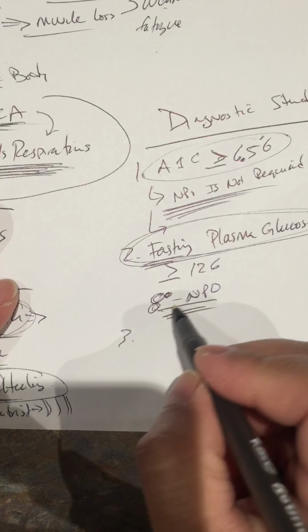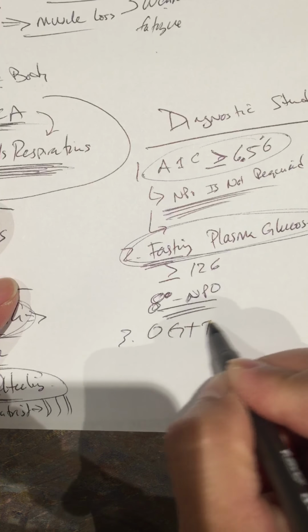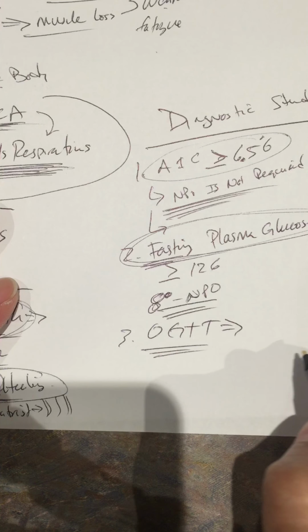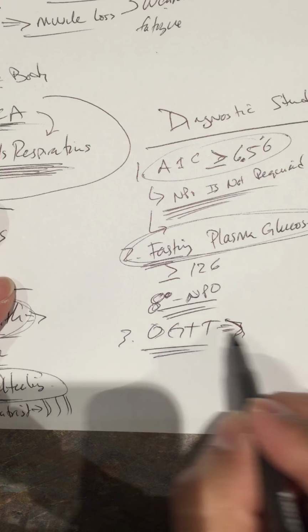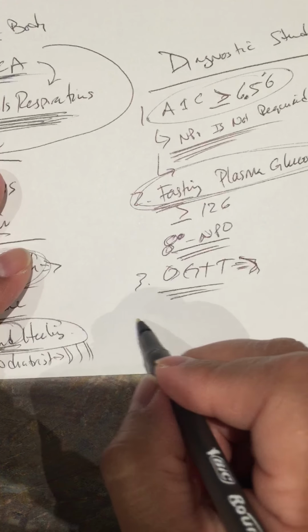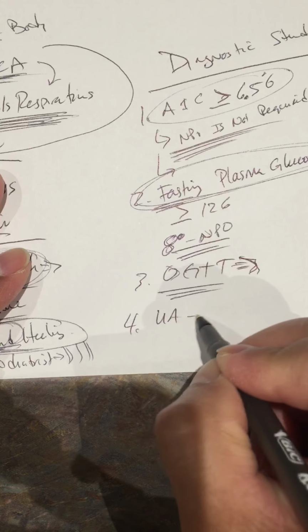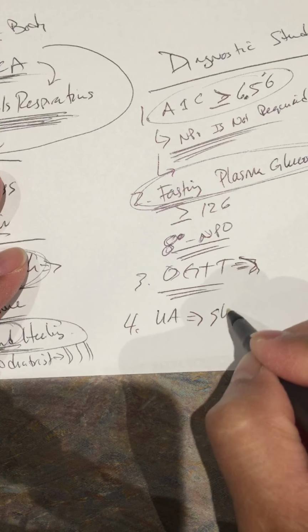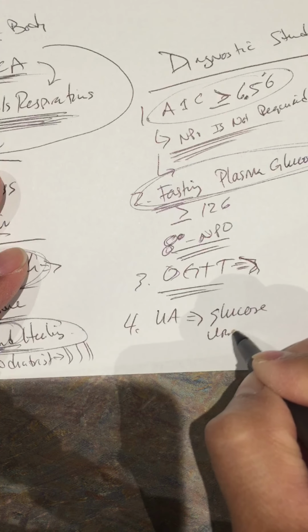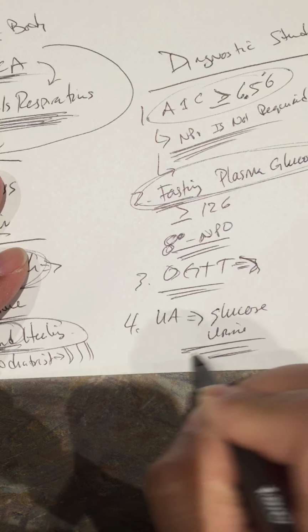The other study is the oral glucose tolerance test, and we will focus on this a little bit later on when we talk about maternal child. Okay, so the oral glucose tolerance test. Number 4, if you do a UA, you will find large amounts of glucose in urine. Now again, this is not supposed to occur.